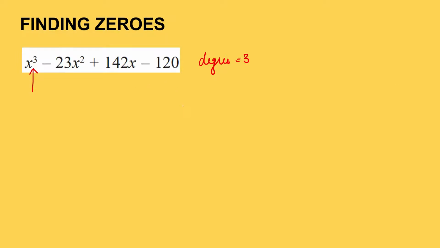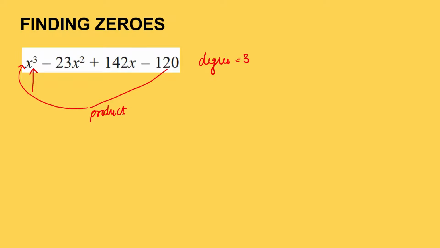Now what is the basic thing to apply? We will not randomly pick any number. We will multiply this constant term and the degree coefficient. Degree coefficient and constant, you multiply, find the product.